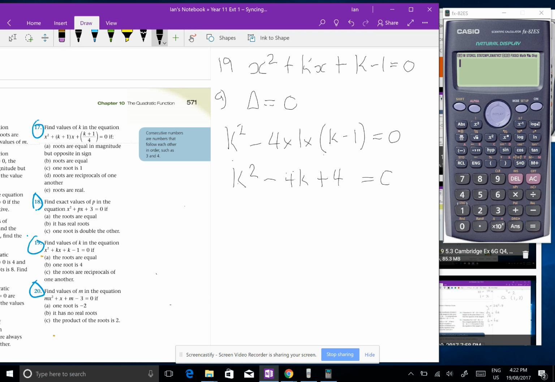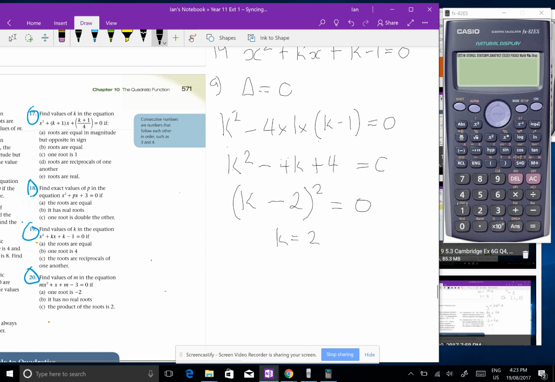Now, I should have realised that. Oh, hold on. I see that that's a perfect square. And that gives me k minus 2 all squared equals 0. And that means k will equal 2. There's our first one done.